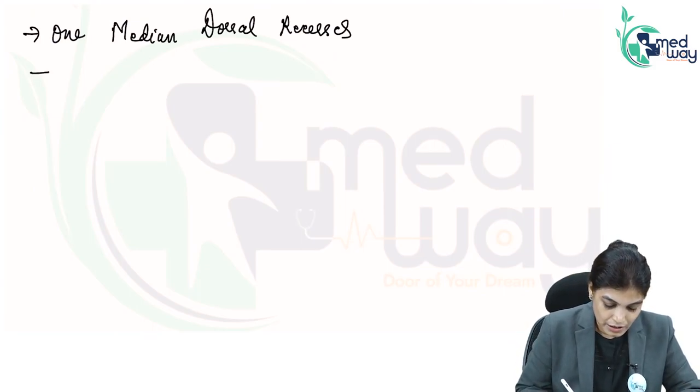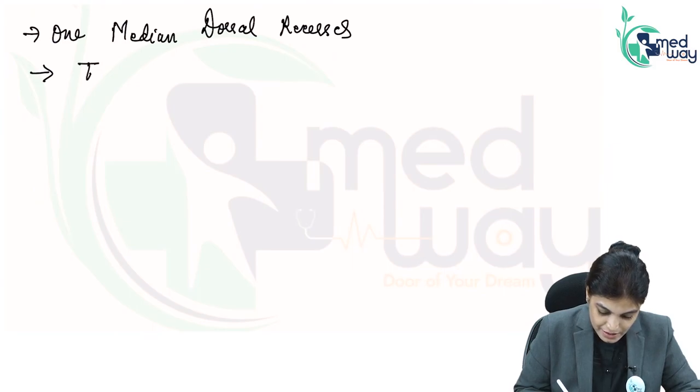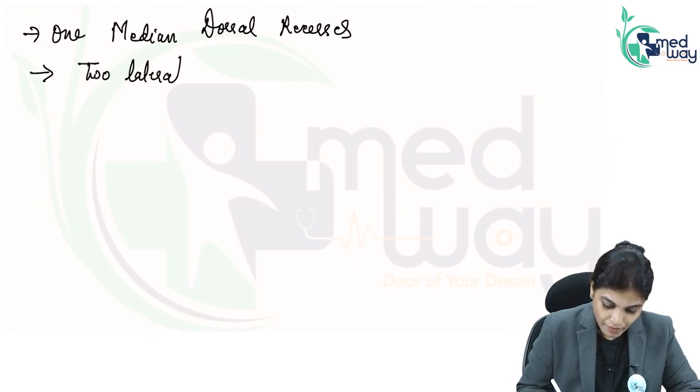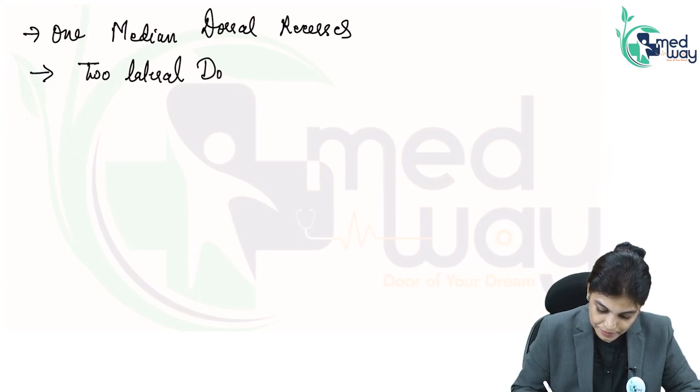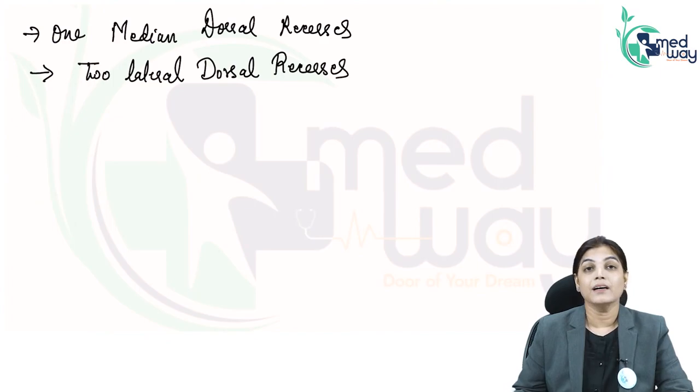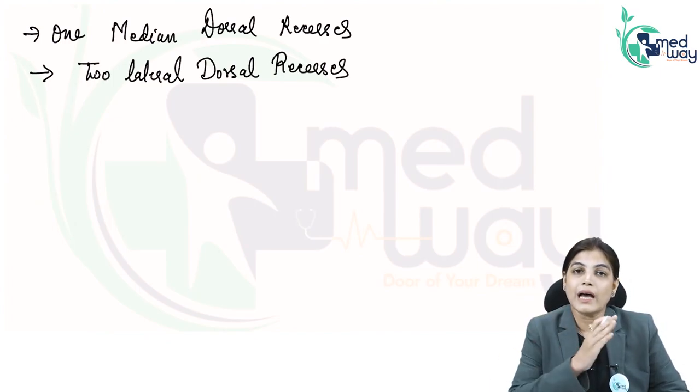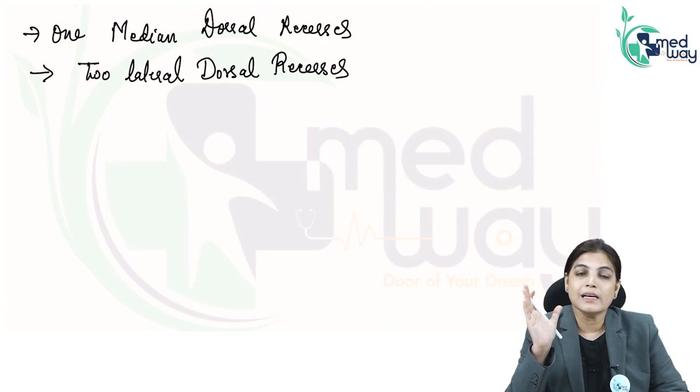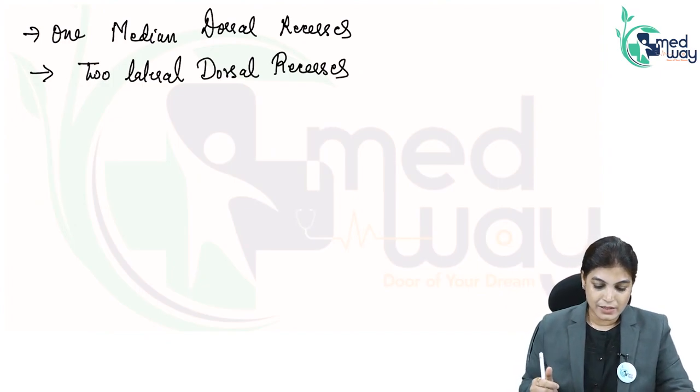Now, talking about the other ones, we have two lateral dorsal recesses, one on each side. There is one median dorsal recess, and on either side of it there are two lateral dorsal recesses. So how many recesses in total? 5: two lateral recesses, two dorsolateral recesses, and one dorsomedian recess. Okay, so we are done with this.